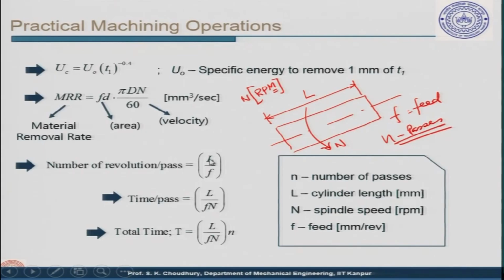Now, it also depends on L, because the more the L, the more the number of passes. This is also obvious, because it will take more time. Now, the time per pass depends on n. If the workpiece is rotating at a higher speed, the time taken will be less, and vice versa. So it is inversely proportional to n. Therefore, it will be L by F into n. The total time will then be this L by Fn into the number of passes.